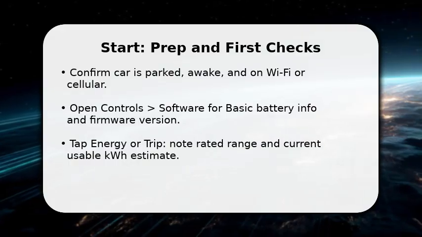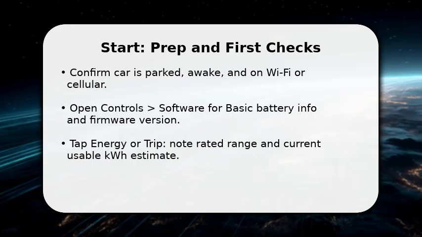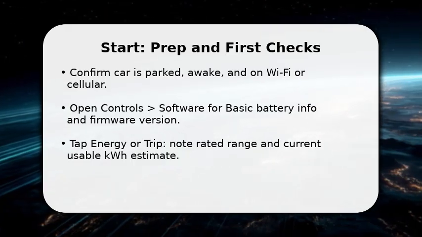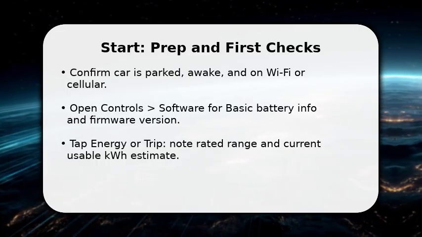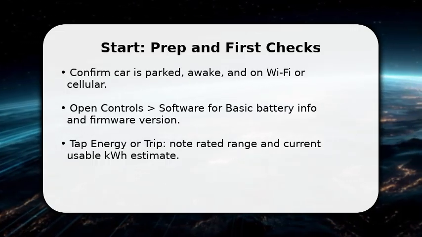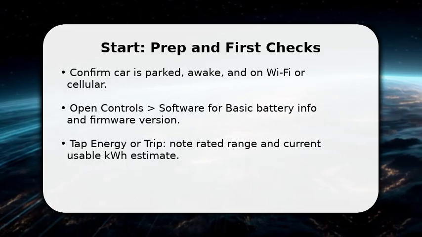You begin with the basics. Park, wake the car, and make sure the screen is active. Once done, open Controls then Software to see the firmware level and a short battery summary. This matters because Tesla shows different diagnostics by firmware.